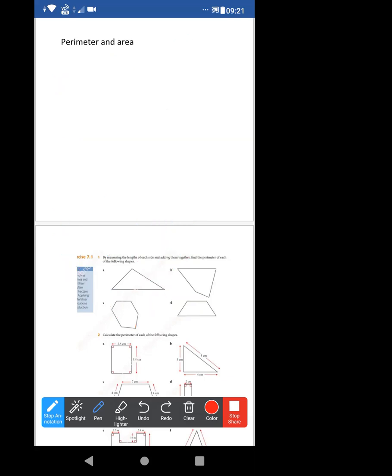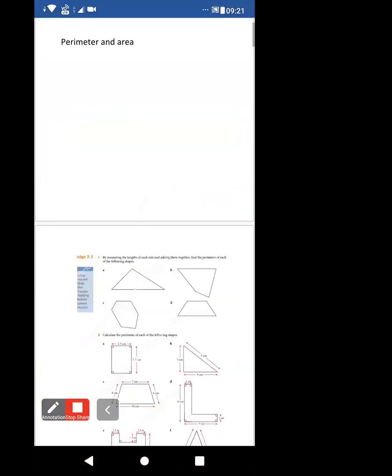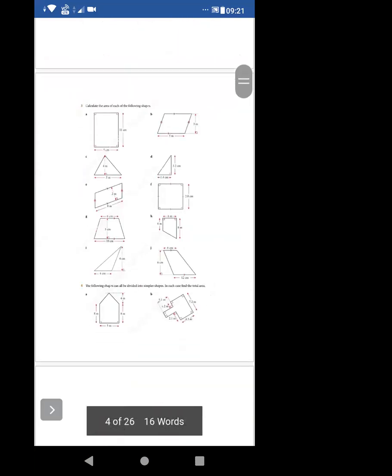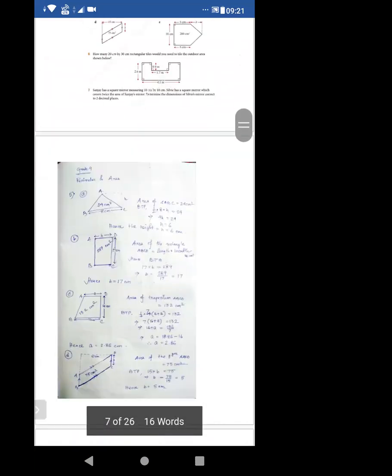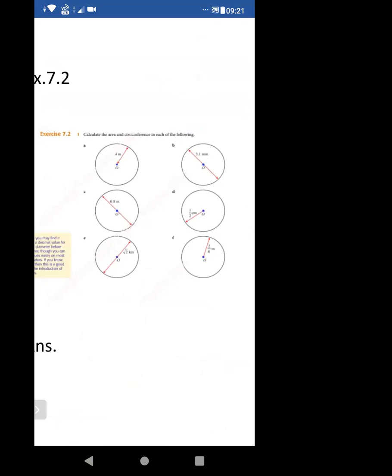Now let me move to the questions. Open the exercise. Tell all the other students the page number. 142. All of you open page number 142. Look, this one. If it is a little bit hazy on the screen, then all of you have the book, so look at the book also.